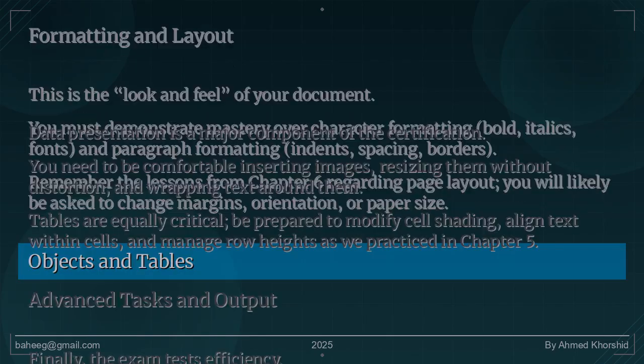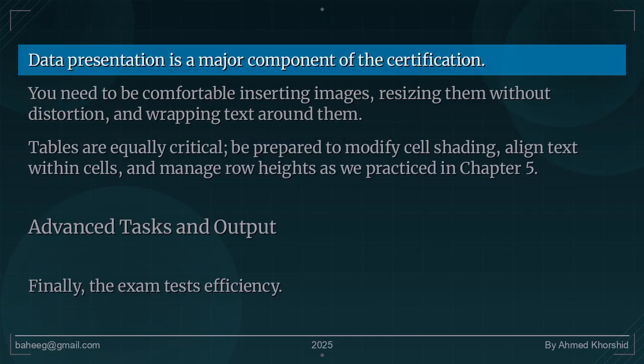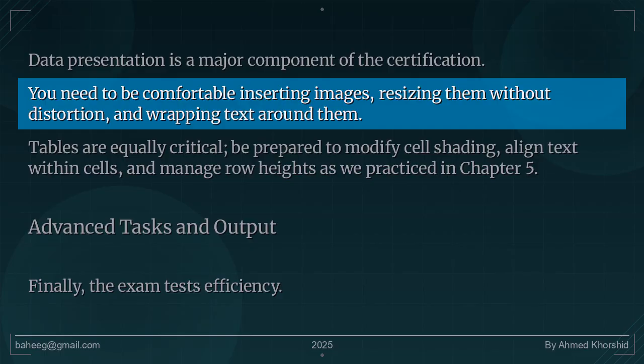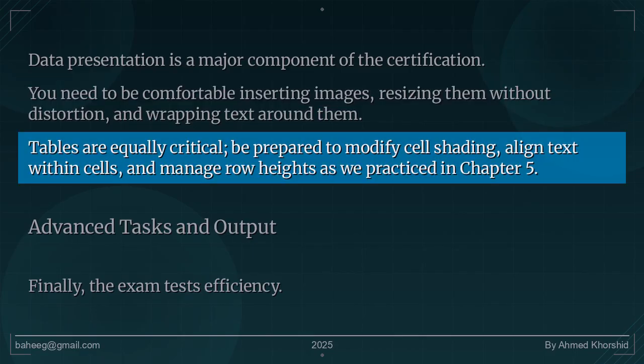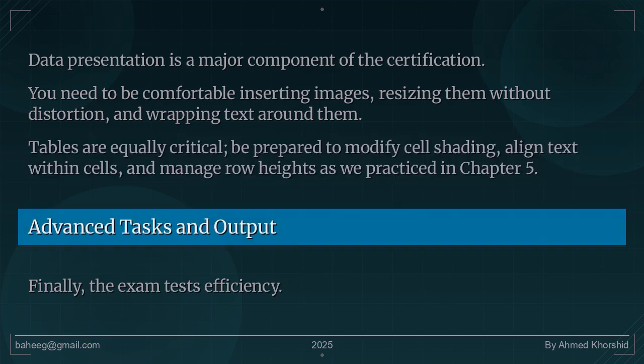Objects and tables. Data presentation is a major component of the certification. You need to be comfortable inserting images, resizing them without distortion, and wrapping text around them. Tables are equally critical. Be prepared to modify cell shading, align text within cells, and manage row heights as we practiced in Chapter 5.